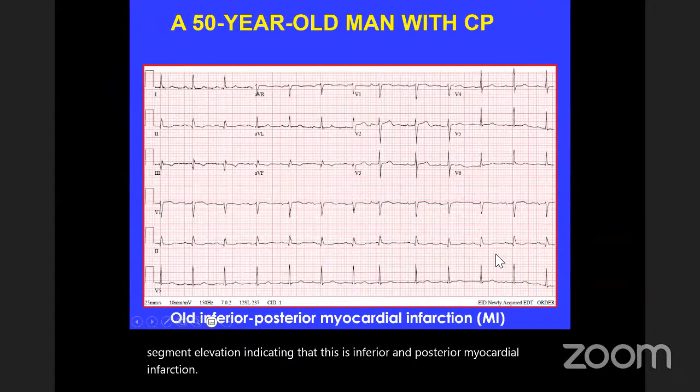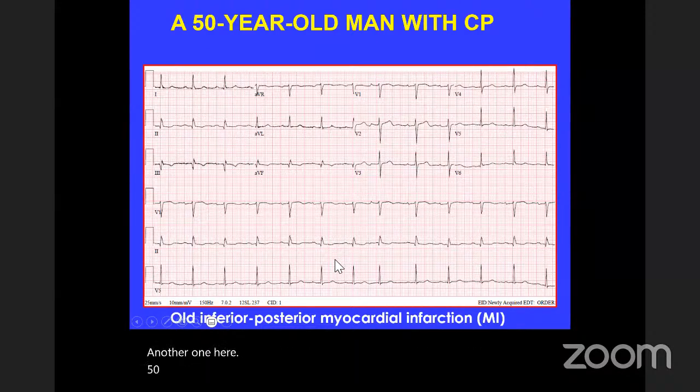Another one here, 50-year-old man with chest pain. Okay, anyone else? There's written old inferior posterior myocardial infarction.